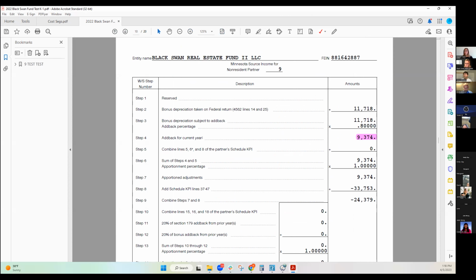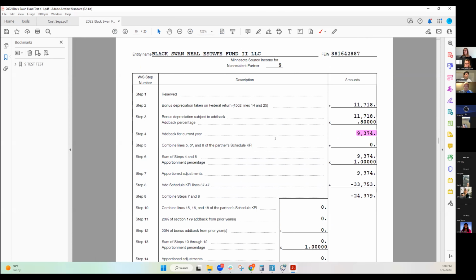Each state may calculate it differently. So on your Minnesota K-1, what you'll notice is a walkthrough that shows you exactly how much bonus depreciation made up your loss for the year, and then the respective add back.